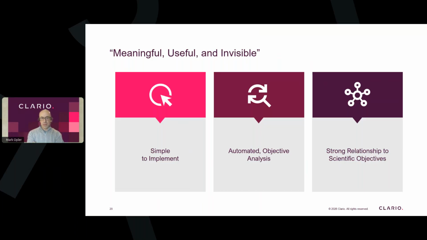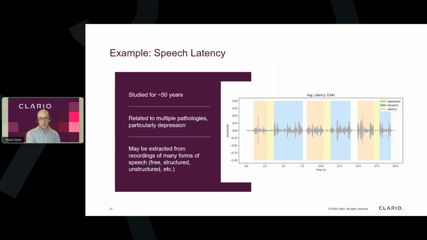already do. So to that end, our drive has been to search for digital endpoints and biomarkers that are simple to implement, that involve automated objective analysis. In other words, that don't require complex algorithms in order to analyze, understand, and interpret. And third, we're looking for things that actually have a strong relationship to the scientific objectives of our studies. So these have been our guiding principles. As we'll see in the next slides, this has resulted in a tack that I don't think any of us necessarily could have predicted. But it's led us, I think, in a very interesting direction.